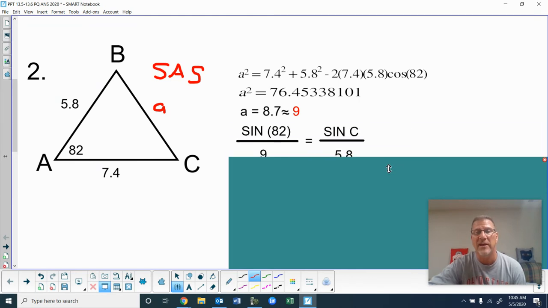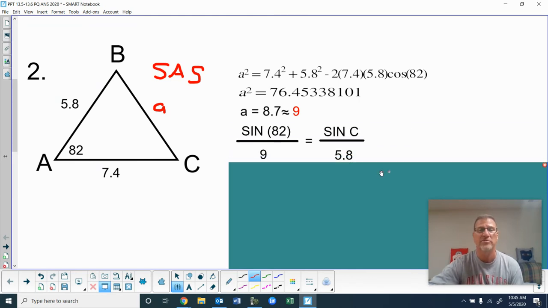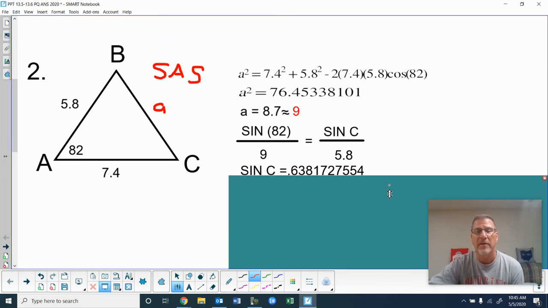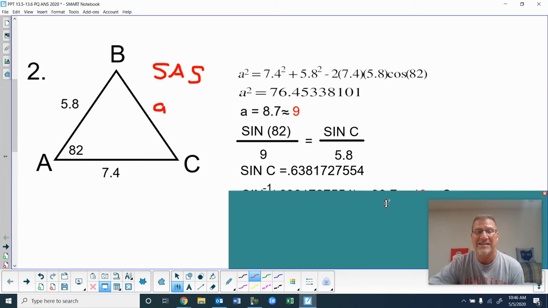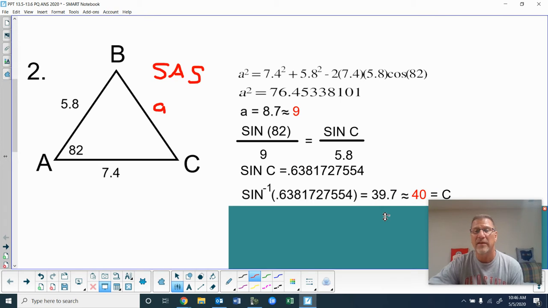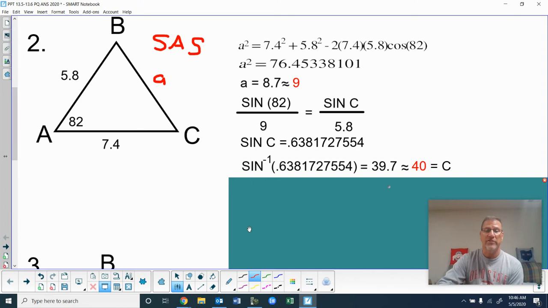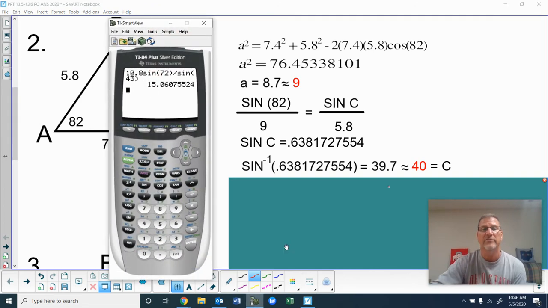So I set up my law of sines proportion. The sine of 82 over 9, what we just got, equals the sine of angle C over 5.8. Cross multiply and divide, and you get the sine of C equals that. Now remember, that's not the angle, that's the sine. So this is when we have to hit second sine, second answer, and we'll get that 40 degrees. Let me show you on my calculator.